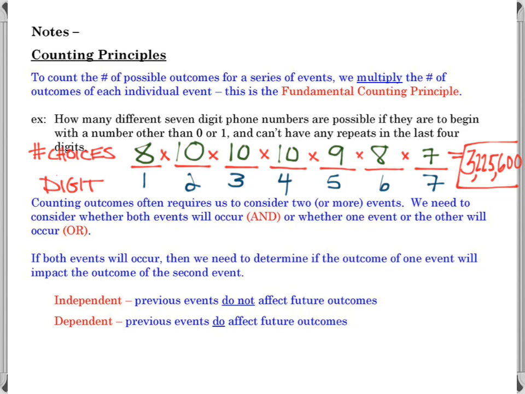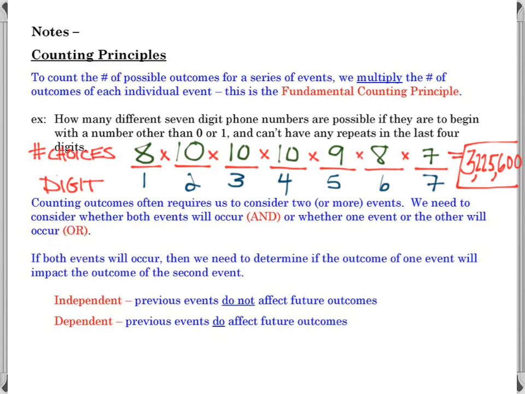All right, so that's how we use the counting principle. And then we're often asked, how do we do things with an and or an or? An and event is that both events will occur. So I could get an 8 and an 8 and an 8 or something like that. An or event would be something where one or the other can occur. They don't both have to happen.